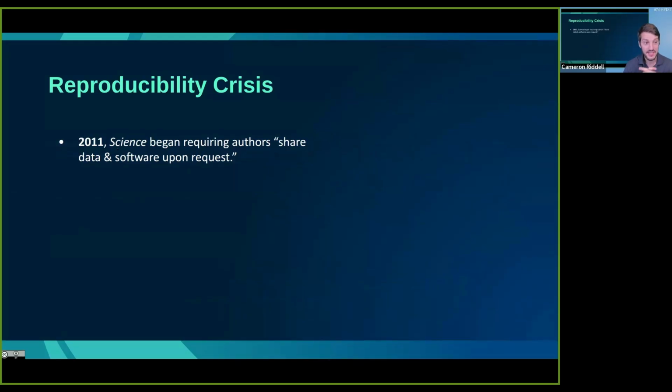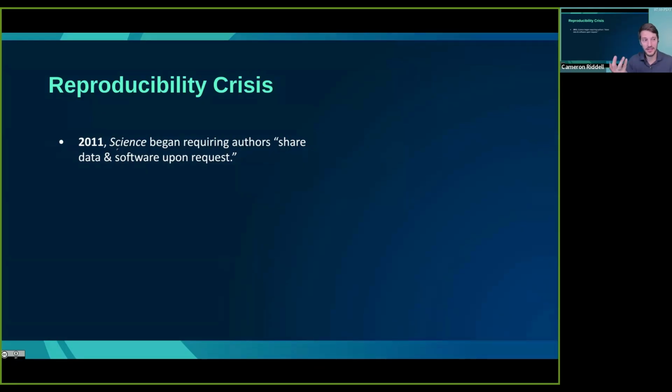In 2011, Science, not the concept, but the actual journal, Science began requiring authors to, quote, share data and software upon request. And what we know is that having access to both the data and the software used to analyze the data is essential in order for us to come to the same conclusions, or at least come to the same set of results that the original authors did. If I can at least do this, I give those authors a little bit more credibility. And I say, okay, well, maybe what you're saying here is actually true. And if we are unable to do this, it's very bad.